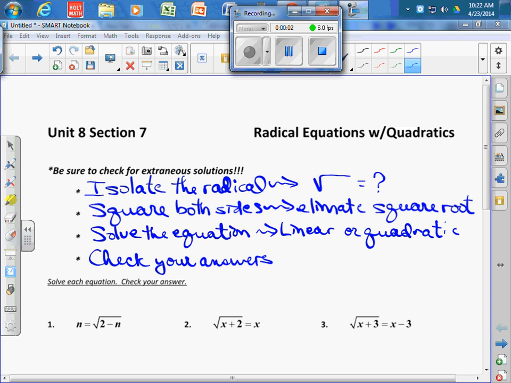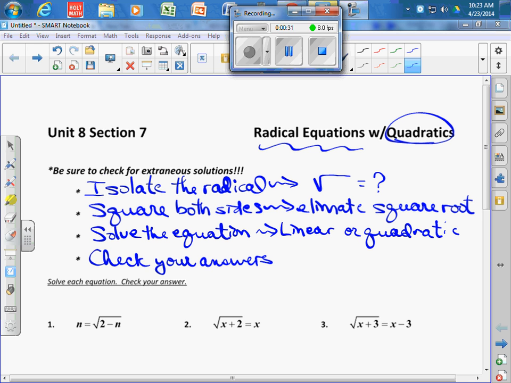Now in section 7, what we're going to be doing is solving radical equations, and these are going to be quadratic equations though. Here are the steps that you need to follow. First, isolate the radical. In other words, get the radical by itself, get the radical equals to. So if there's anything outside of the radical on that side of the equation, we need to take it across the equal sign. Show you what I mean by that in just a few minutes.